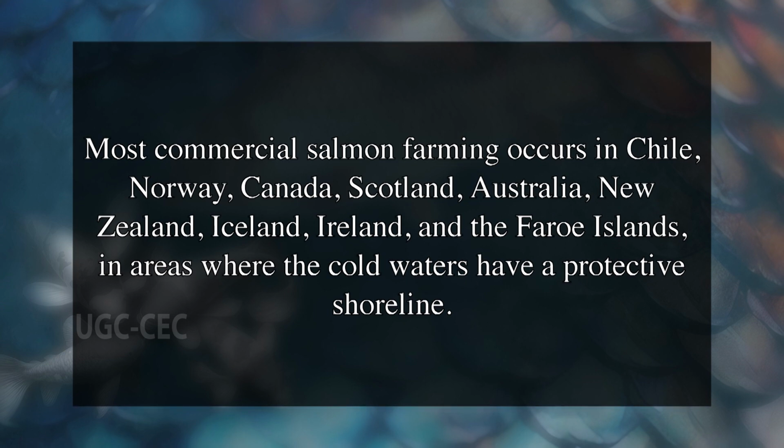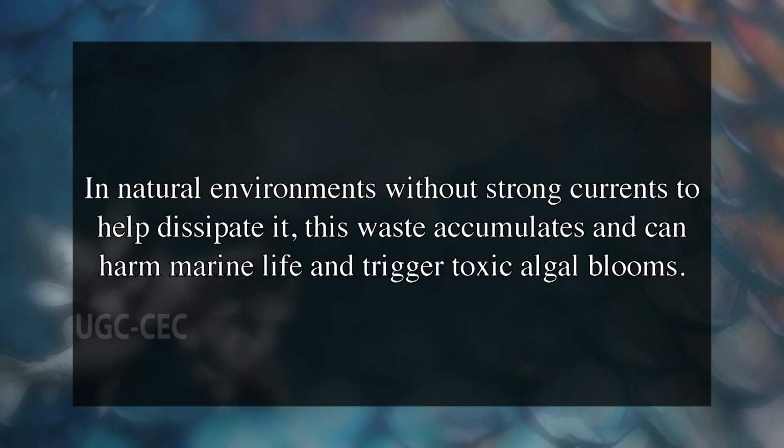In areas where the cold waters have a protective shoreline, although it is clearly productive and cost efficient, farming fish such as salmon and trout in natural areas has a number of environmental disadvantages. Like any form of animal agriculture, fish farming generates large amounts of concentrated waste, a form of water pollution in natural environments without strong currents to help dissipate it. This waste accumulates and can harm marine life and trigger toxic algal blooms.